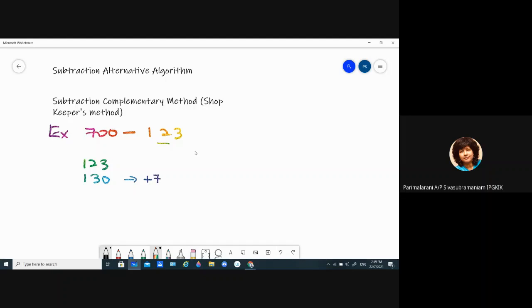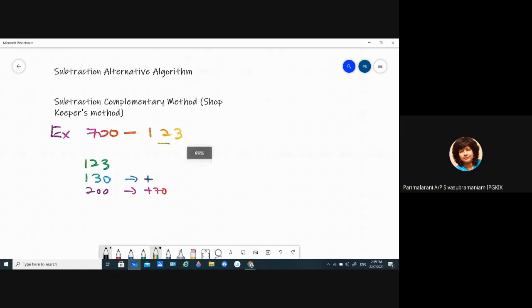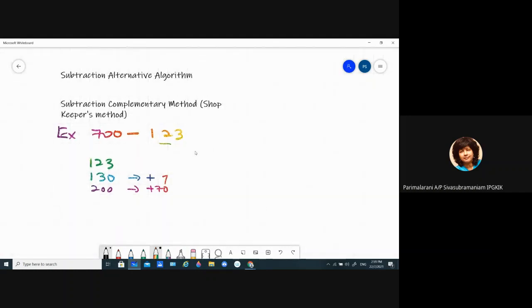From 130, we round up to the nearest 100, which is 200. How much have we added? We have added 70. From 200, we go up to 700. We have added 500. So the answer is 577. 700 minus 123 is 577.